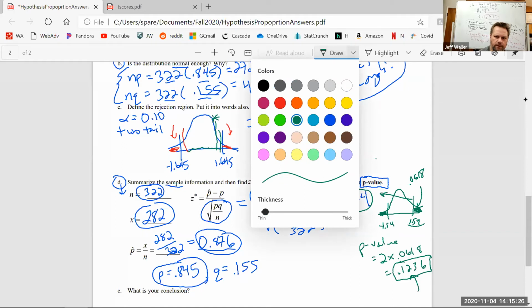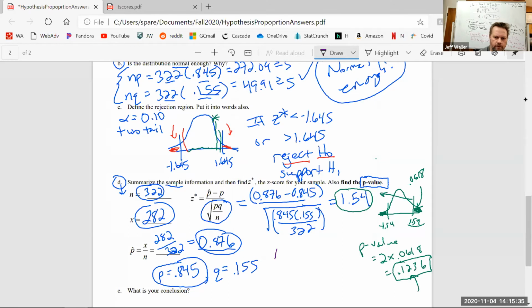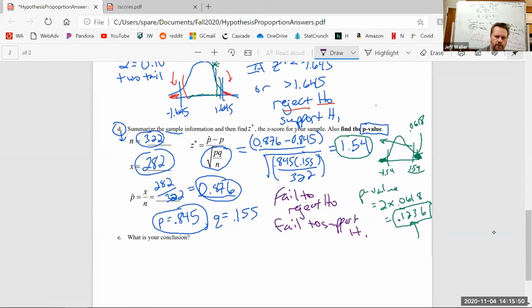So therefore, let me see what color I want to put this in. Weird purple. I like it. All right. Fail to reject the null. Fail to support the H1. We failed everything. We just suck.